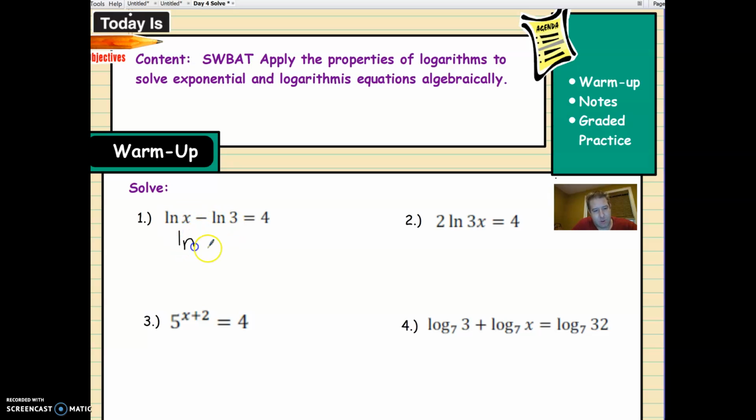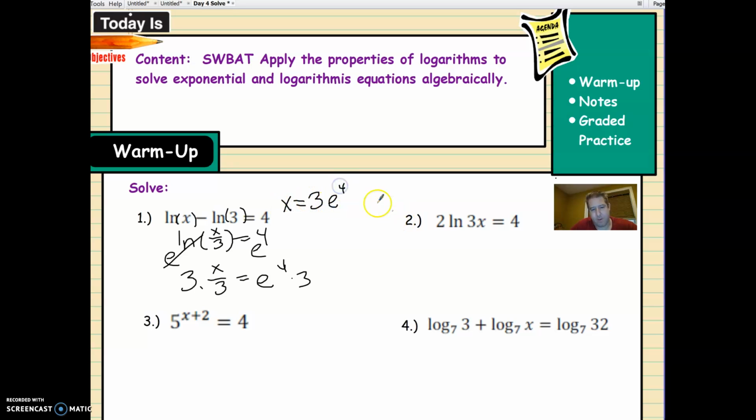So that's going to be natural log of x over 3, because whenever it's subtraction, quotient rule, you're going to divide these two x values right here. Equals 4, then you're going to exponentiate e to the power of, because that's the inverse of natural log. So these cancel out because log base e of e is 1, that's itself. So they're left with x over 3 equals e to the 4th. Multiply both sides by 3, and you've got your answer. x equals 3 times e to the 4th.